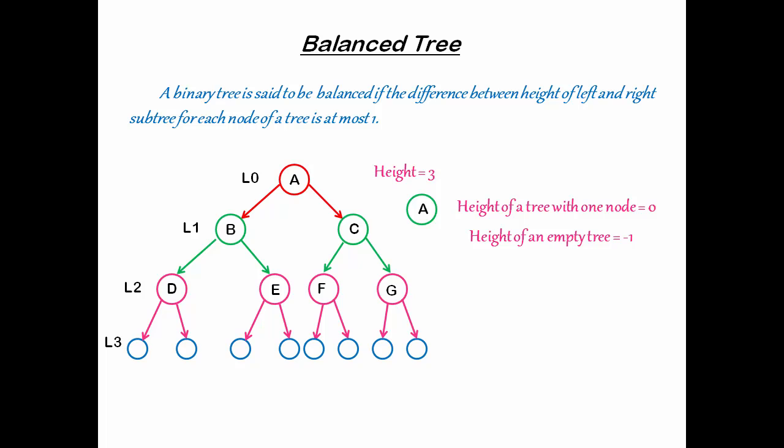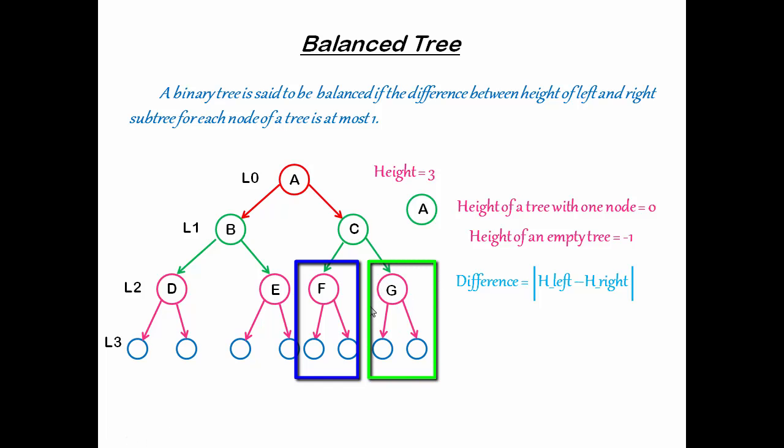We can calculate the difference between height of left and right subtree as absolute value of height of left subtree minus height of right subtree. Here I am going to calculate the difference of height of left and right subtree of node C. This is the left subtree and this is the right subtree. Height of left subtree is 1 because there is one path from root to leaf node. Similarly, height of right subtree is also 1. So 1 minus 1 is equal to 0. So this is a balanced tree.